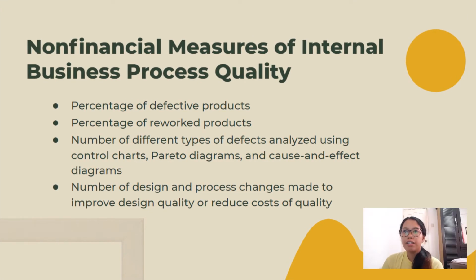Here are the non-financial measures of internal business process quality: percentage of defective products, percentage of reworked products, number of different types of defects analyzed using control charts, Pareto diagrams, and cause and effect diagrams, number of designs and process changes made to improve design quality or reduce cost of quality.